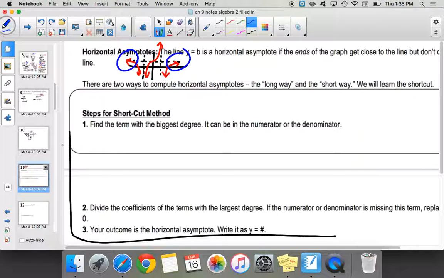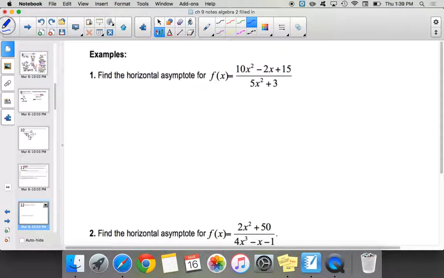Well, what about things that don't go up or down? Like what if they just kind of go out? That's what this is. Okay, so horizontal asymptotes just kind of go along a horizontal line. So there are 2 ways to finding the horizontal asymptote. So we're going to do the long way and the short way.